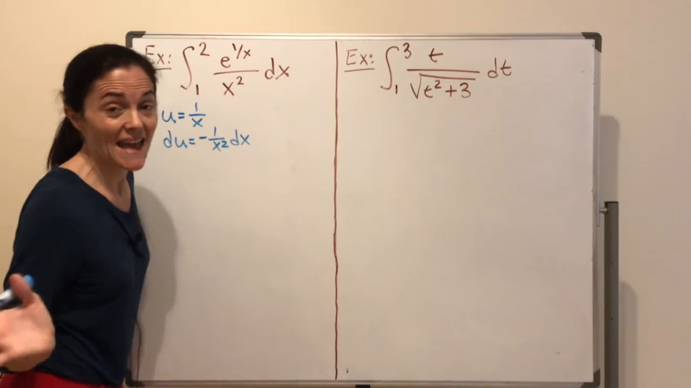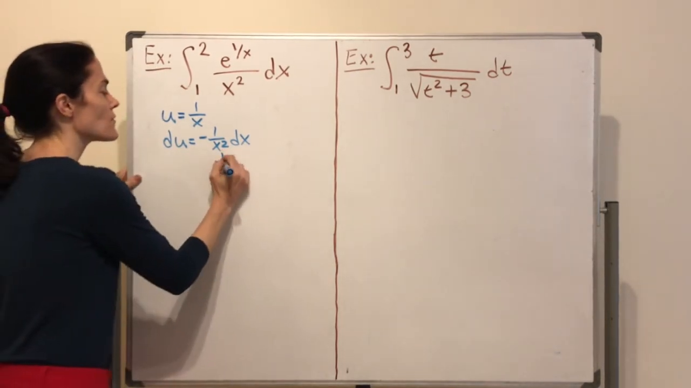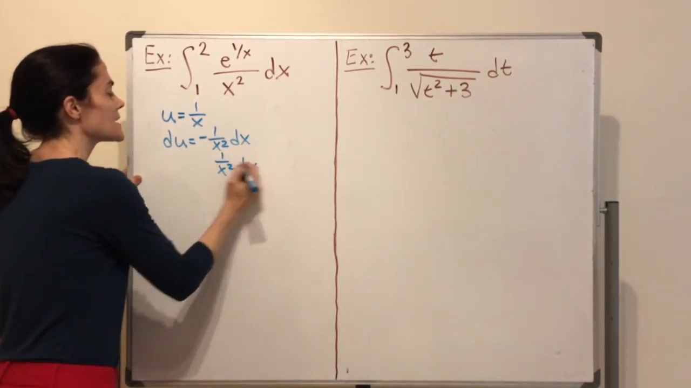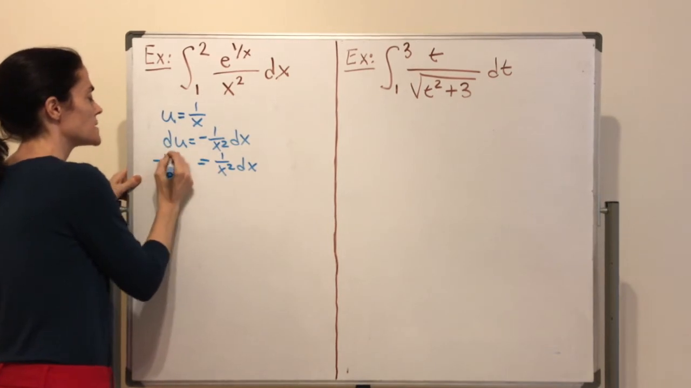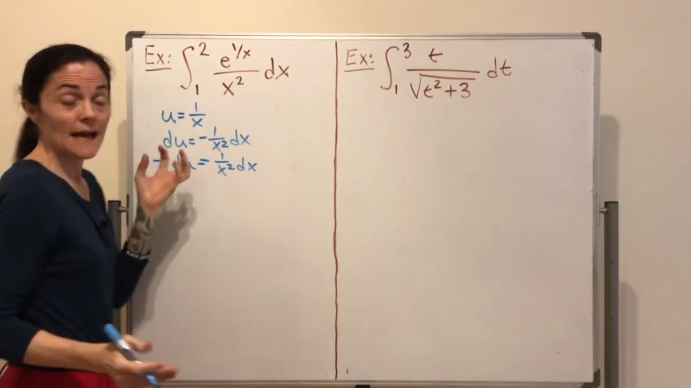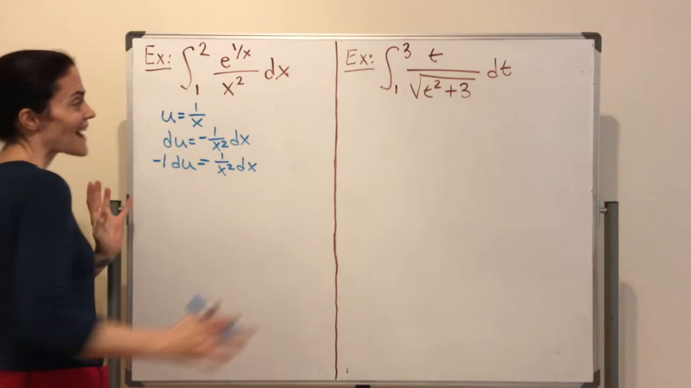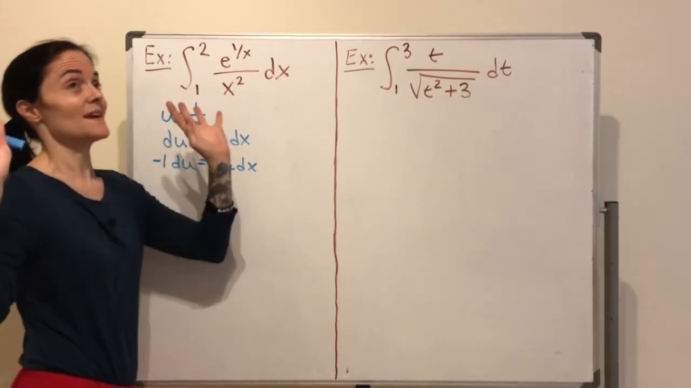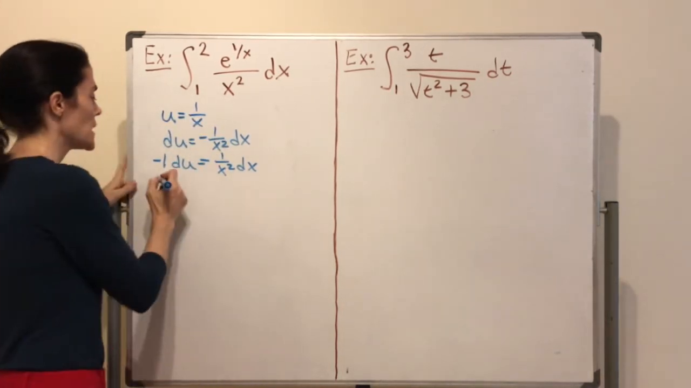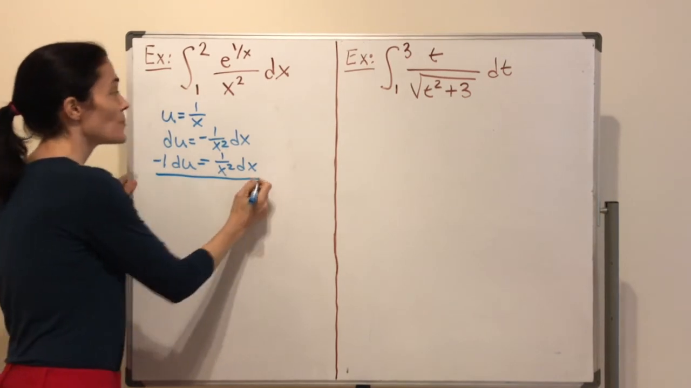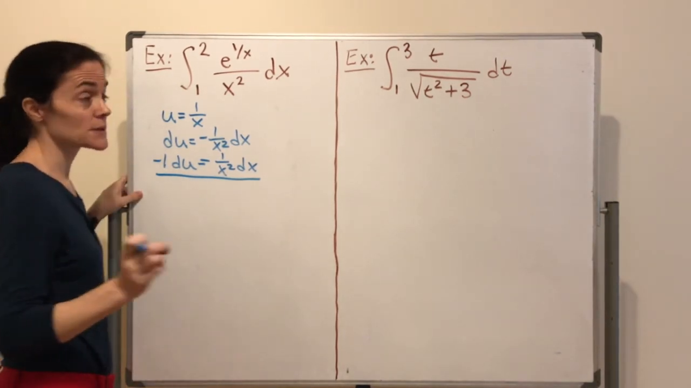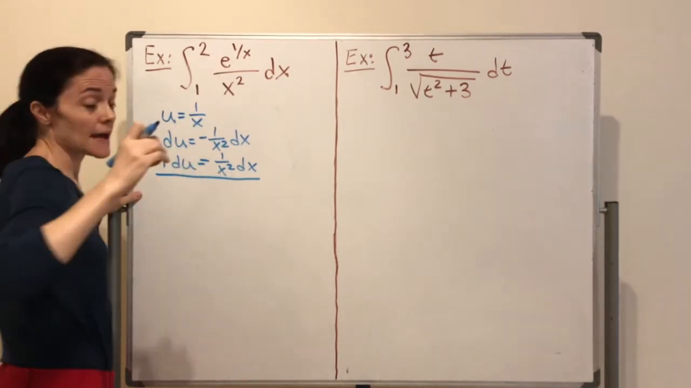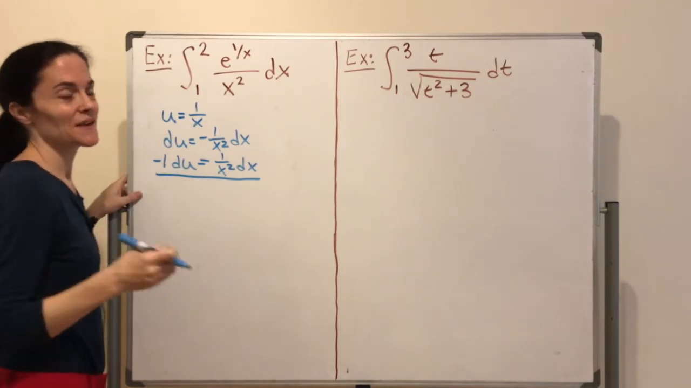We have handed to us in our integral 1 over x squared dx, which is negative 1 times du. Now these three lines I would write if it was an indefinite integral with substitution, but then I have this extra part of changing my bounds, because these are x bounds or x limits of integration.